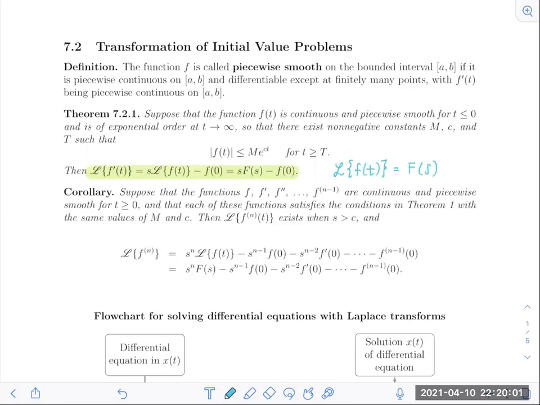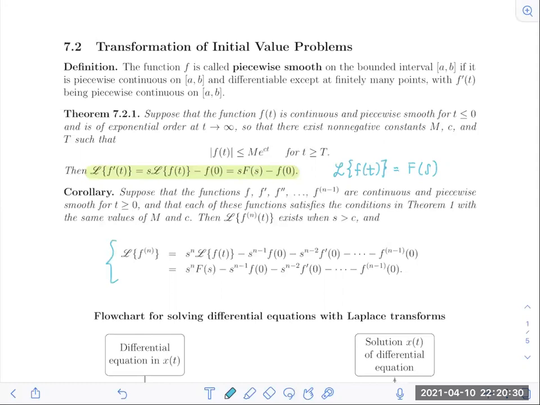We have a corollary here that says, suppose that the functions f prime up to the n minus first derivative are continuous and piecewise smooth for t greater than or equal to 0, and that each of these functions satisfies the conditions in theorem 1. In other words, they're of exponential order, et cetera. Then this corollary tells you how to find the Laplace transform of the nth derivative. So it's generalizing theorem 1.